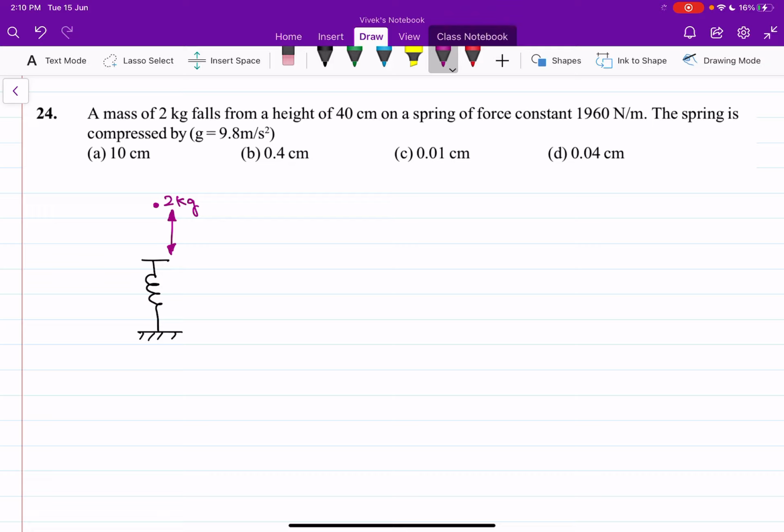So what is going to happen is, as this particle drops across this height, it would gain some velocity. It would hit the spring, and as it lowers down, it would decelerate, and finally it would stop at some position, but only for a moment, and after that it would come back up.